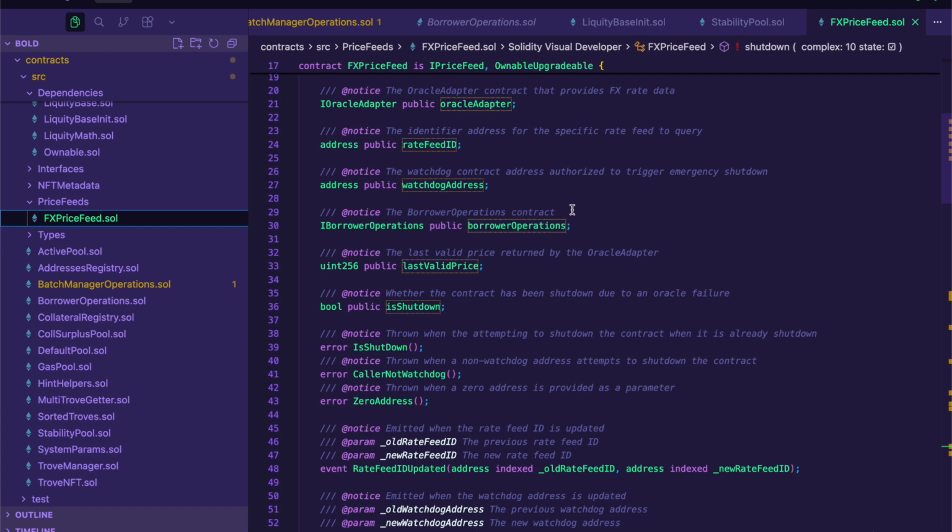But in theory, that should also be compatible with Liquidity v2, because it's also going to be used by Liquidity v2. Yep.